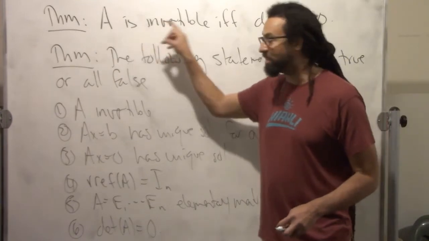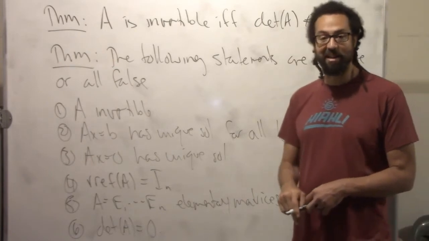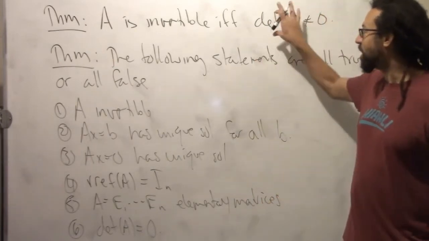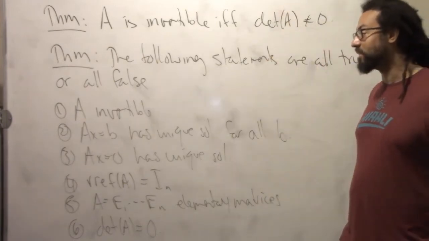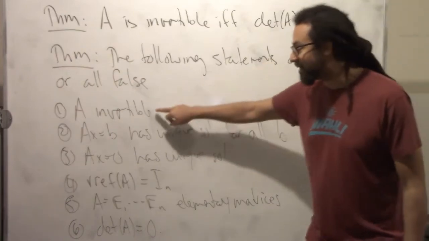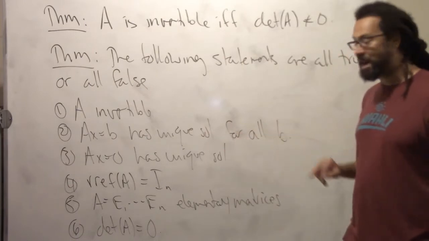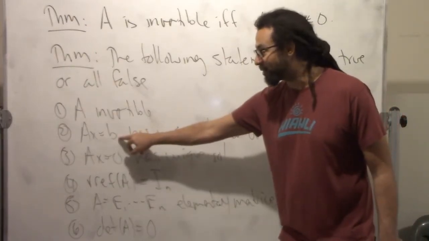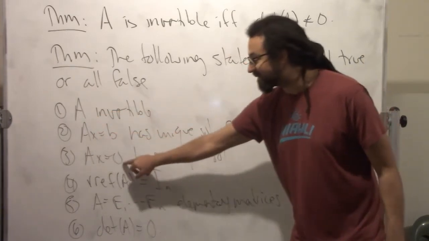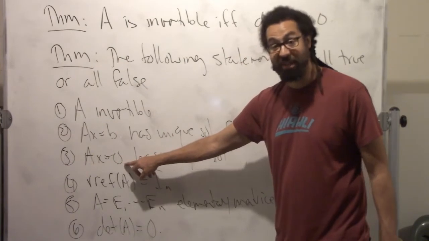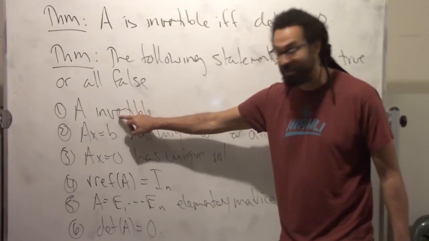A matrix A is invertible, right, has an inverse, if and only if the determinant is not equal to 0. So this is the quick way, if you can compute the determinant quickly, to see if a matrix is invertible or not. And if it is invertible, then that means AX equals B has a unique solution for every B. If A is invertible, this statement is true, then this statement is also true. This statement, AX equals 0, the homogeneous system, has a unique solution. This must also be true if A is invertible.